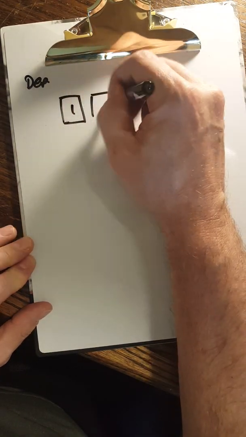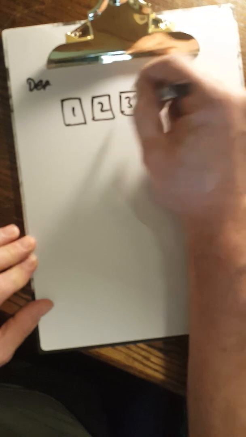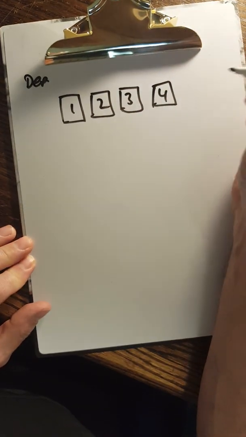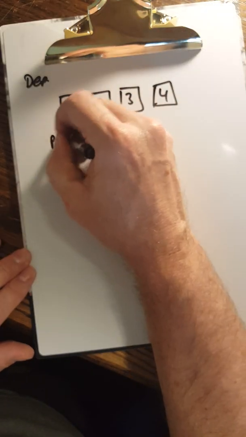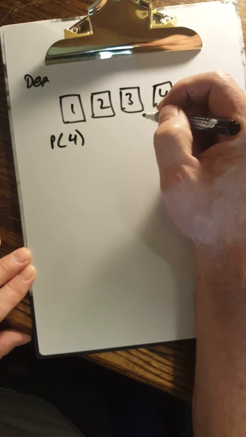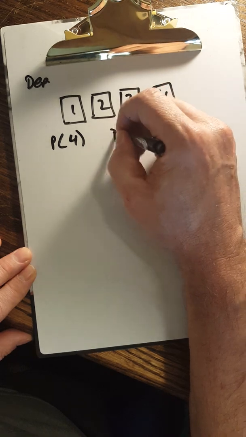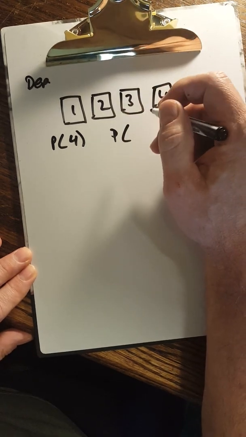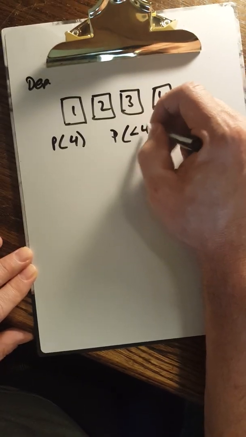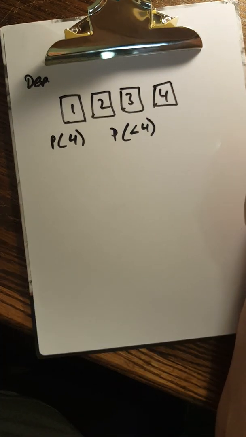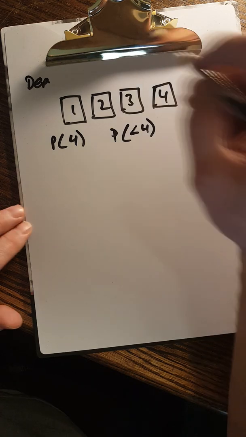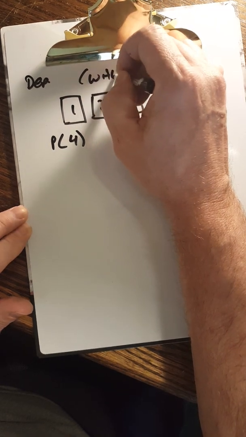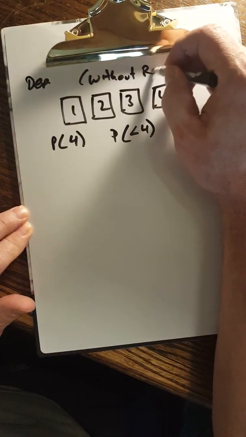So we've got cards 1, 2, 3, and 4. And what we want to know is, what's the probability of picking a 4 and then the probability of picking a number less than 4? And you need to ask yourself, do we put the card back or don't we? If we put the card back, then it's independent. So this would be without replacement. That's what makes it dependent.